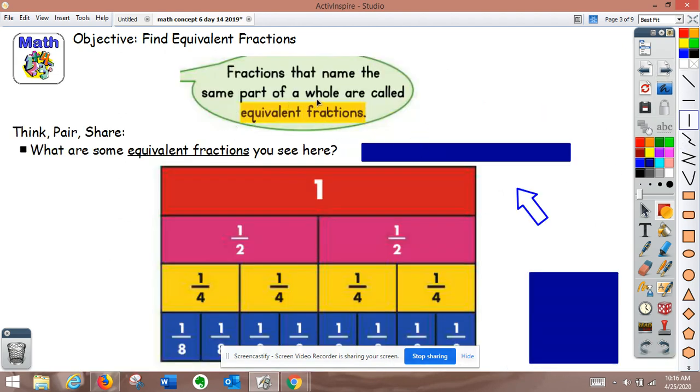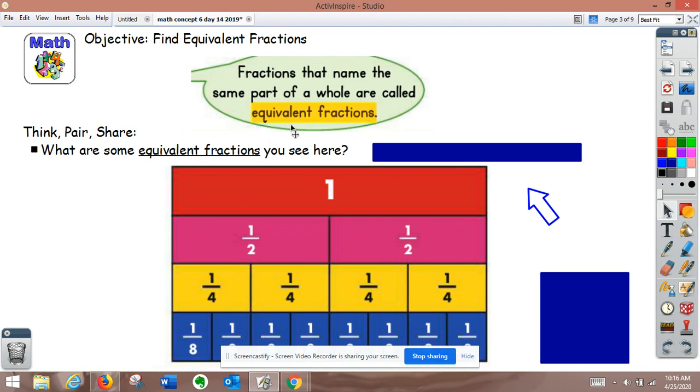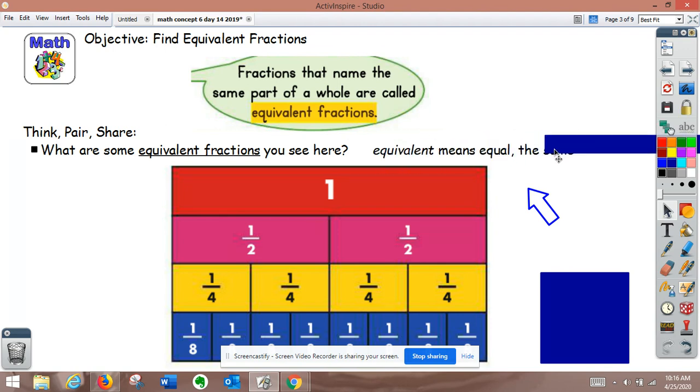Fractions that name the same part of a whole are called equivalent fractions. Look at that word, equivalent. What does that look like? Equal. I bet this has something to do with being equal. Equivalent fractions are equal. They are the same. Equivalent means equal and the same.